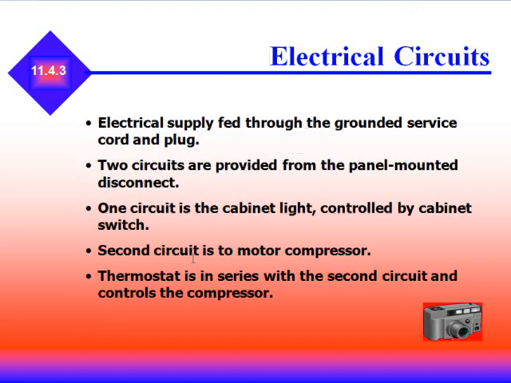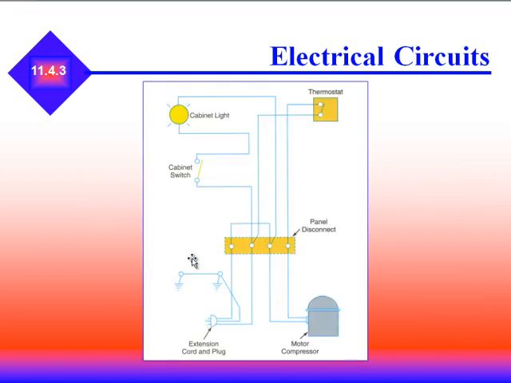The electrical circuits are relatively easy. Electrical supply is fed through a grounded service cord and a plug. Two circuits are provided from the panel-mounted disconnect. One circuit is a cabinet light controlled by the cabinet switch. The second circuit is to the motor compressor. There's a thermostat in series with the second circuit that controls the compressor.